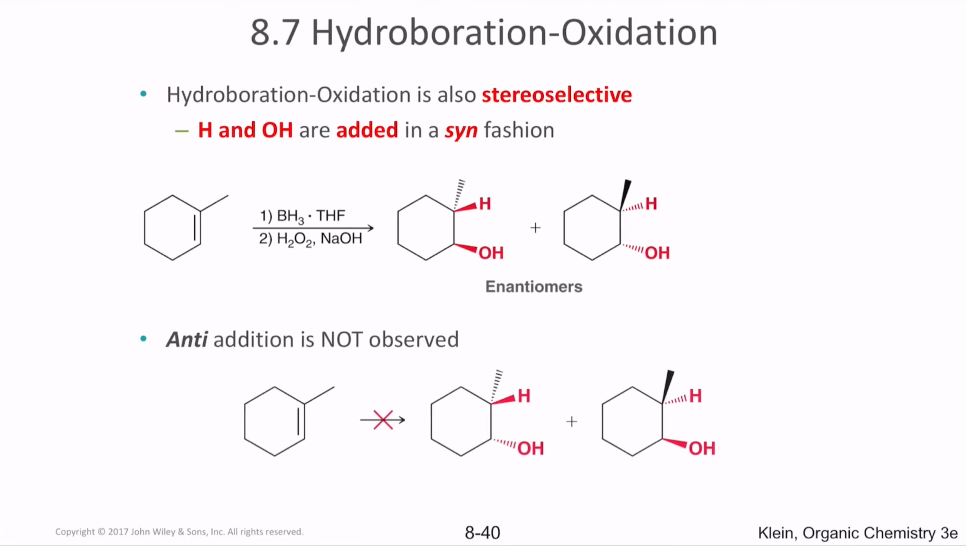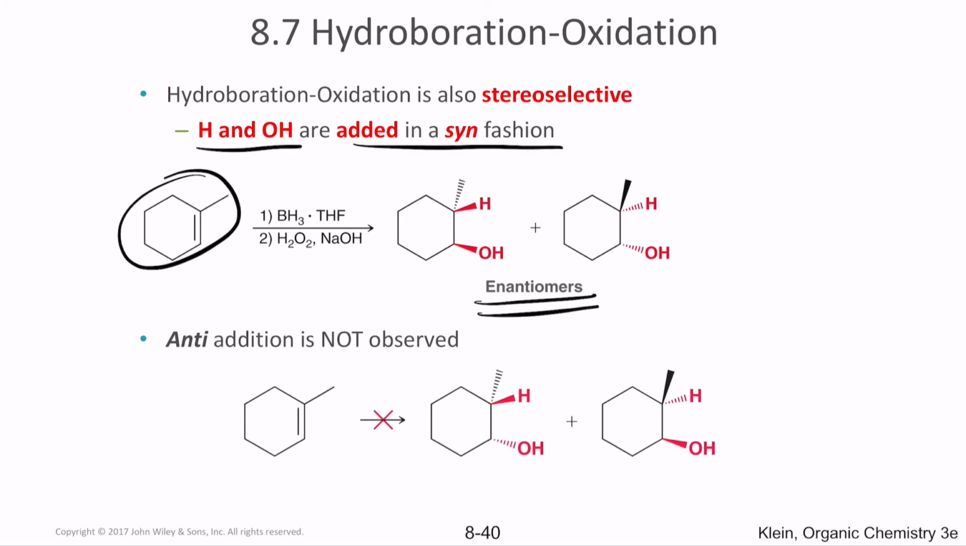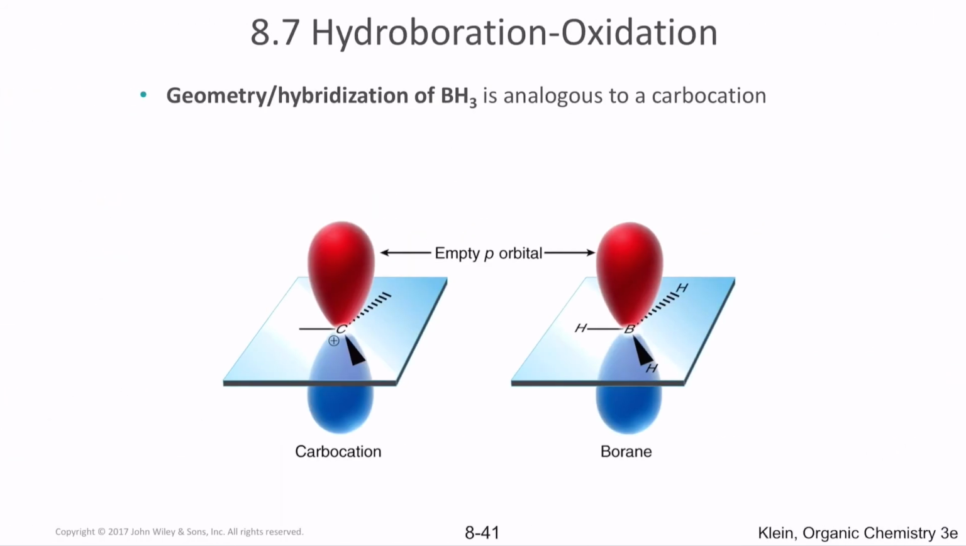So this is a two-reaction sequence. First thing that happens is that once the alkene is attached, it undergoes the formation of enantiomers. So it's stereoselective, so the hydrogen and the OH are added in the syn fashion. Syn here means that both of them are added on the same side, either on the upper side or the down side, and you cannot observe the anti-addition where one goes on the top and the other goes on the bottom. You cannot observe that in hydroboration and oxidation.